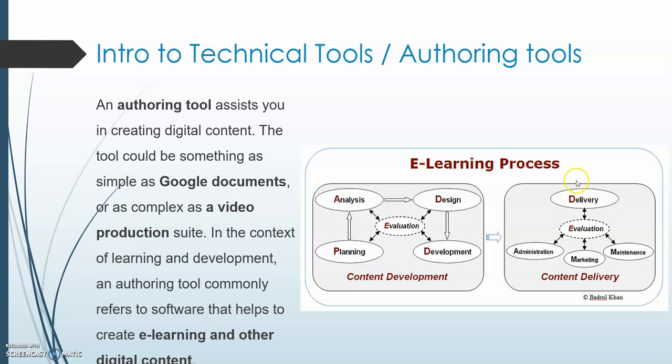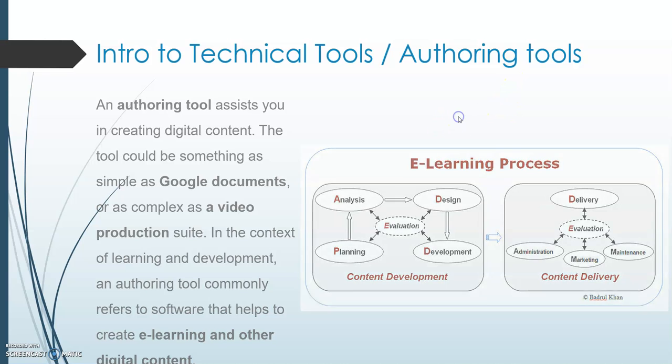Okay. So here you can see the e-learning process framework: planning, analysis, design, development, and evaluation. These are the content development phases, and content delivery phases are also there. In each and every phase we have to use some technical tools, some software. These are called authoring tools. Out of these, we will learn some of the open educational authoring tools.